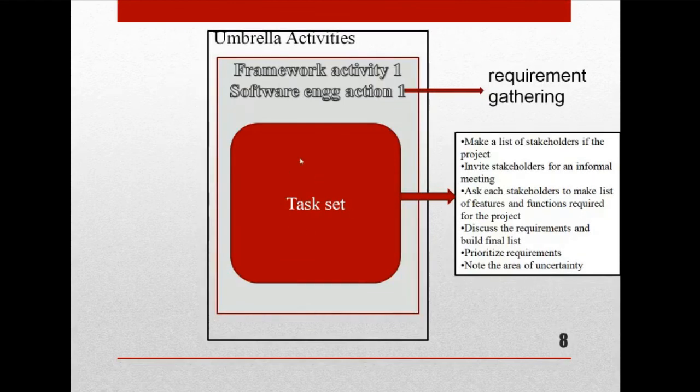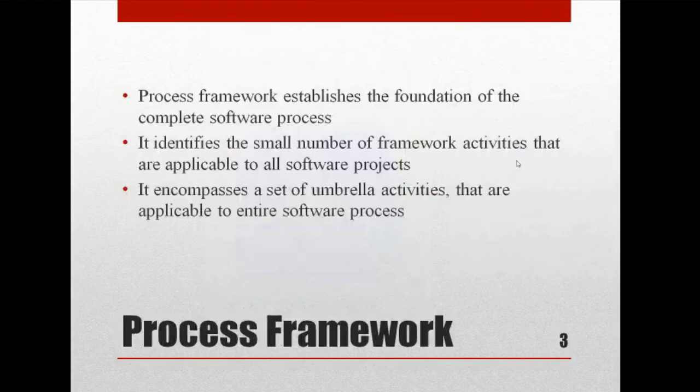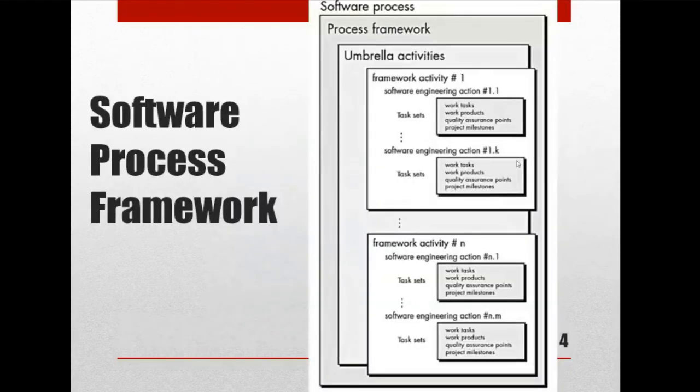So likewise, each framework activity will have a set of software engineering actions. And each software engineering action will have a task set, and the task set will have small tasks as I have listed here. So these make up the process framework. What we have discussed till now is what a process framework is and what its contents are. As we discussed, there are umbrella activities, framework activities, software engineering actions, and task sets.